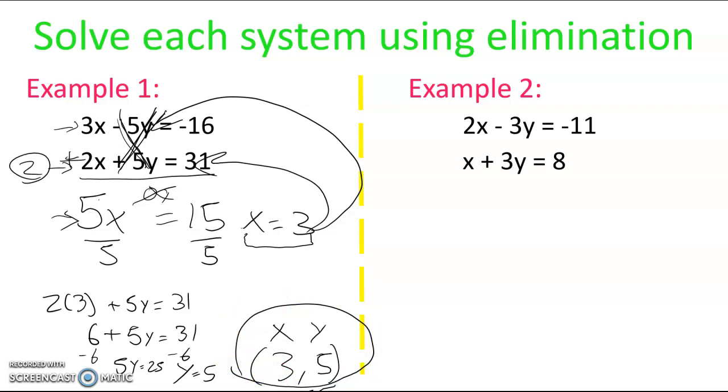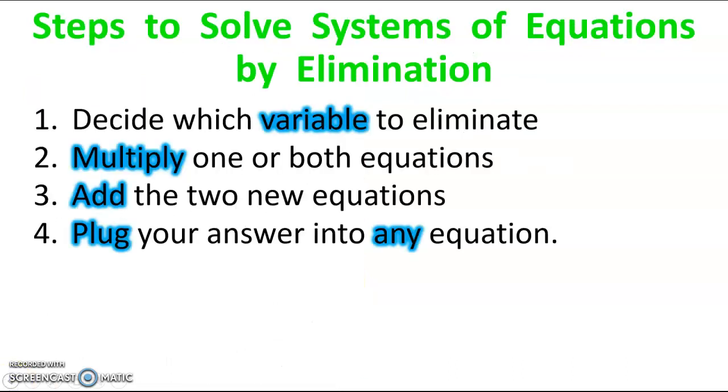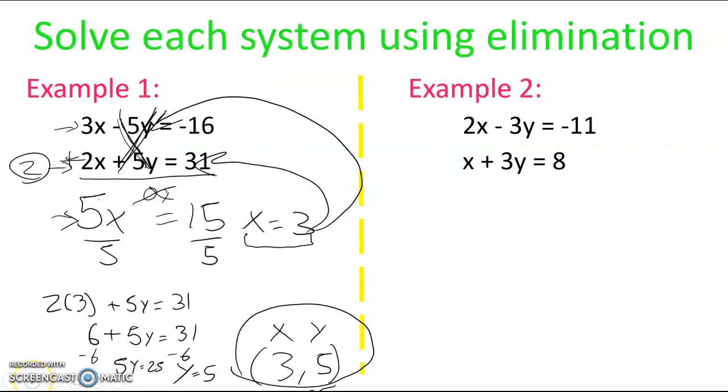So that's basically the elimination method. Now we'll go back to our steps again. You decide which variable you want to eliminate. You add the two new equations together, and then you plug your answer into any equation. Basically the same as we've been doing before. I'll hit on this second example, the second step here, in just a second. That's the optional, if needed, example.